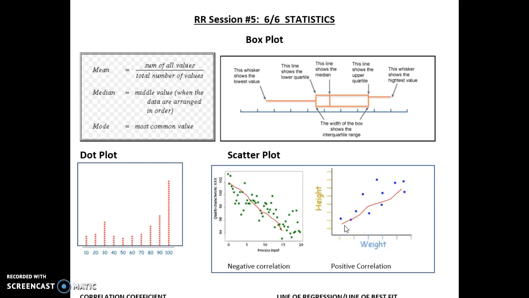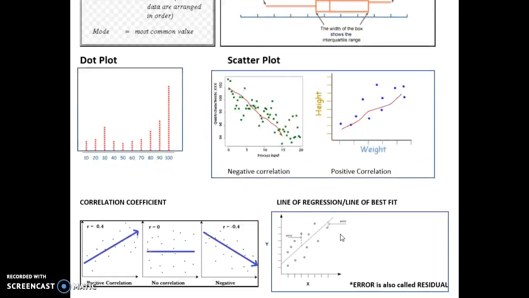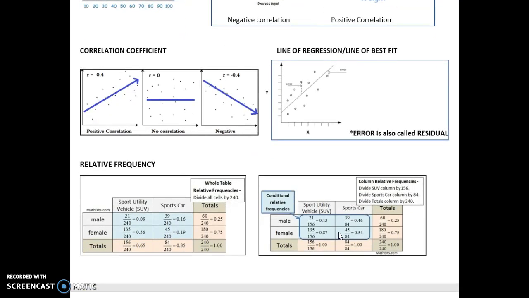Again, pause the video to take some time and make some of these notes in your vocab notebook. And then we're going to continue talking about different vocabulary words for statistics.